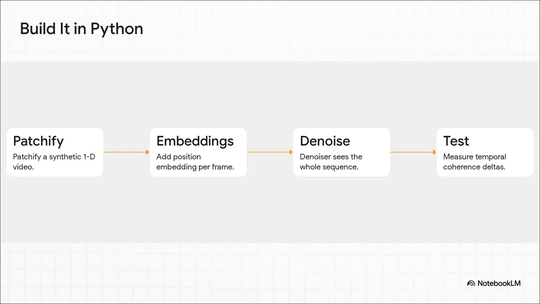If you were going to build this yourself, say in Python, you'd basically follow a clear four-step assembly line. Step 1, patchifying the video into those blocks. Step 2, pinning position embeddings to the frames so the AI actually knows when and where each block belongs. Step 3, denoising the whole sequence jointly rather than independently. And finally, Step 4, testing the frame-to-frame deltas to make sure everything flows smoothly.